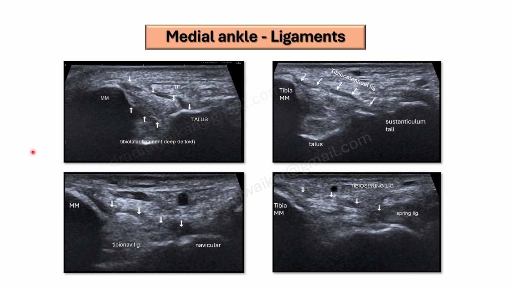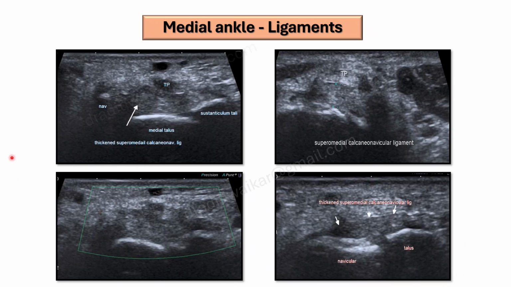Coming to the medial compartment ligaments, this is the tibiotalar or deep deltoid ligament, which looked pretty normal except for some minimal edema within. The tibiocalcaneal ligament attaching to the sustentaculum tali also looked intact. Tibionavicular ligament was also intact. Tibiospring ligament showed some irregularity and mild edema.